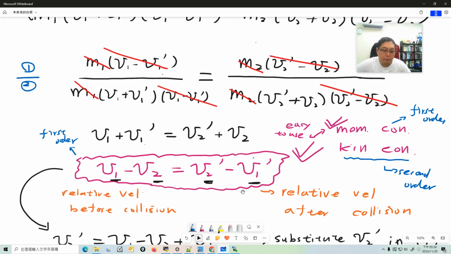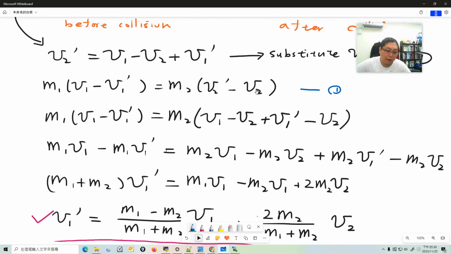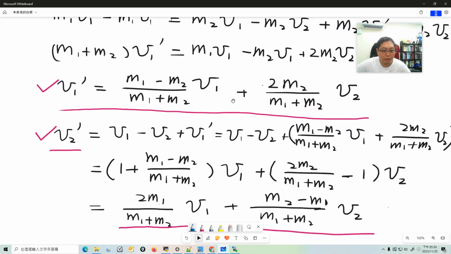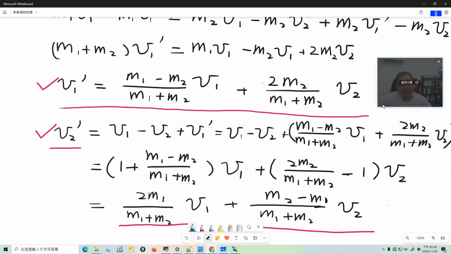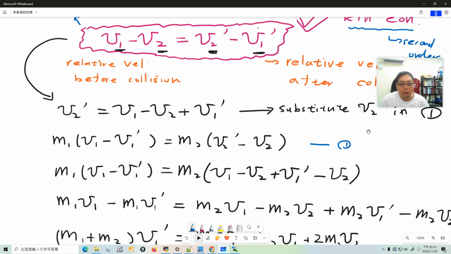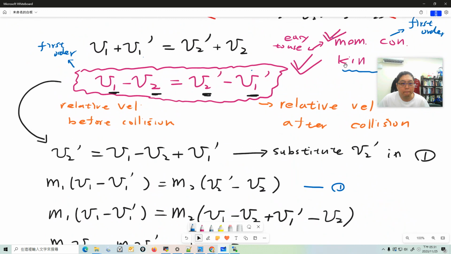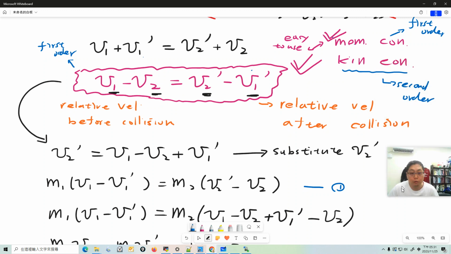And if you can memorize this, you can do it. I don't have any restriction for solving the problem. If you can memorize the two formulas, of course you can use them. But I'm not a fan of these two equations. I like the momentum conservation and this relative velocity feature equation for the 1D elastic collision. This is what I like to use.